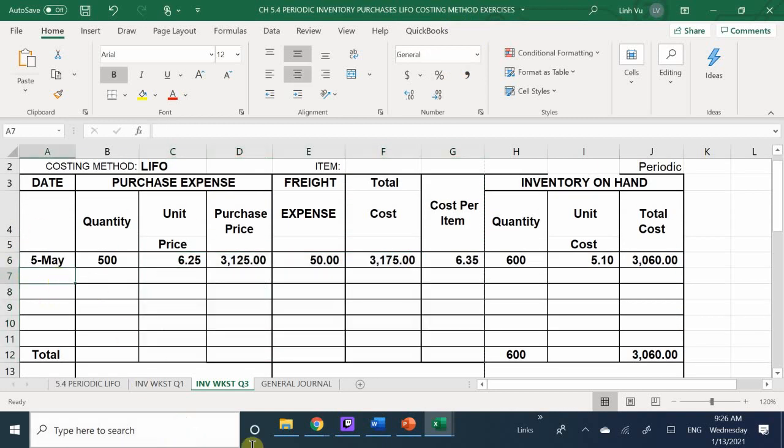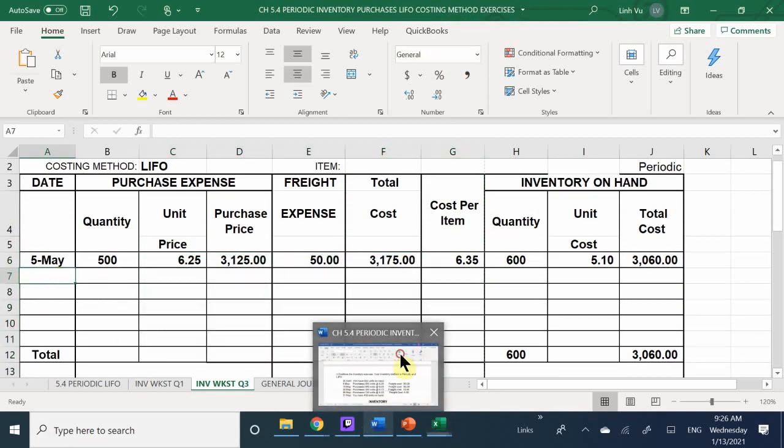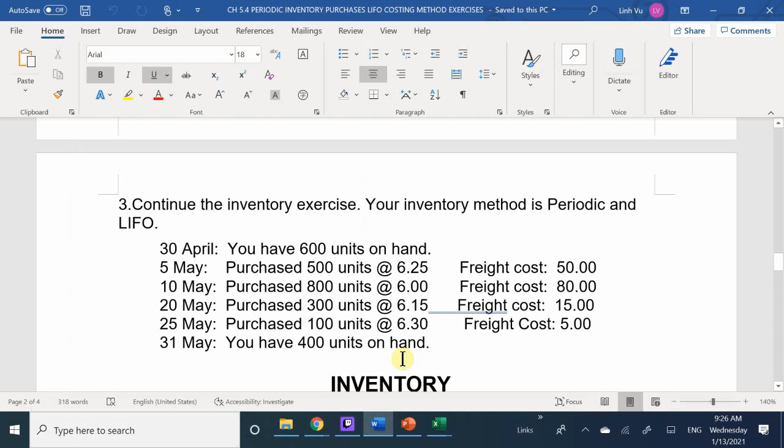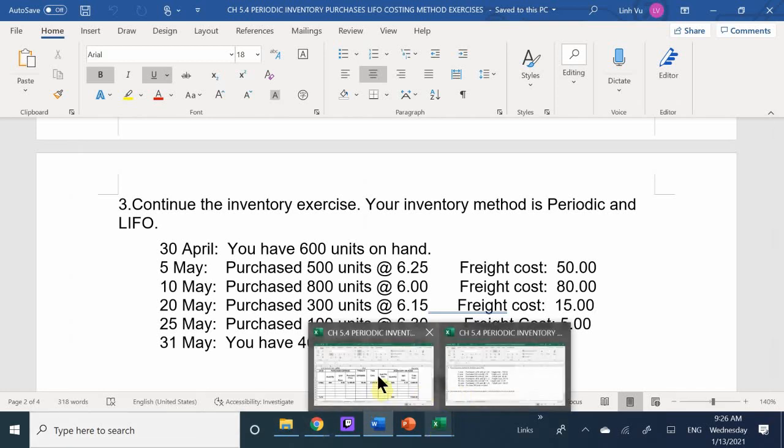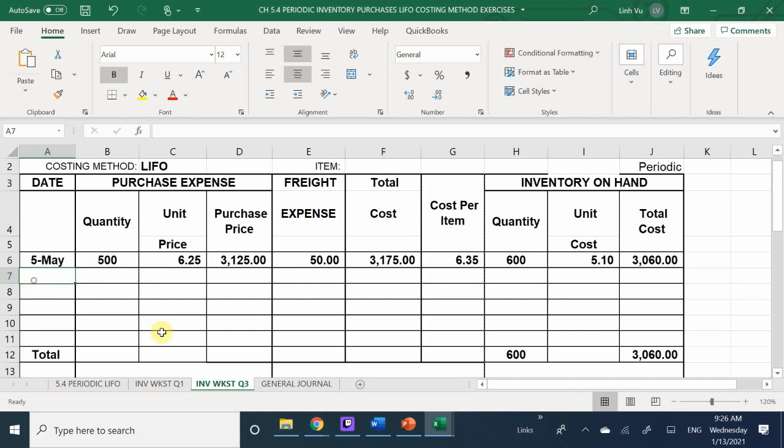All right, so then what happened on May 10? We purchased another 800 units at $6 and freight cost us $80. So May 10, 800 units at $6 with a freight of 80.